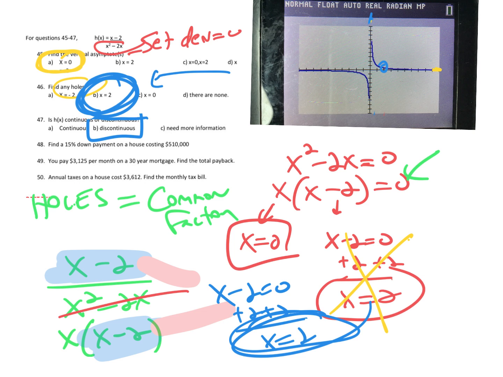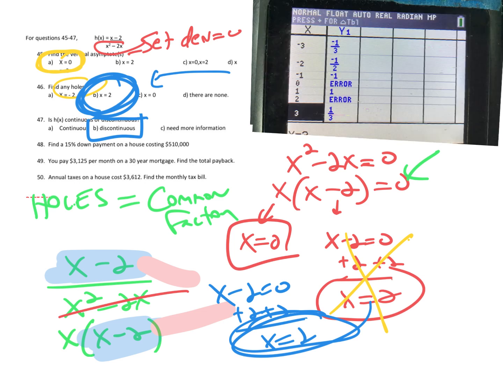Look for error messages on your table of the calculator. And here's my calculator. Notice we have error messages at 0 and 2. So those always tell you that there's a problem somewhere at those values for your function.